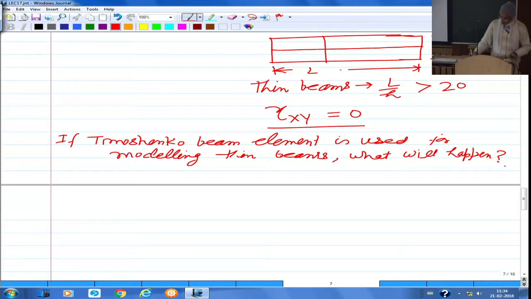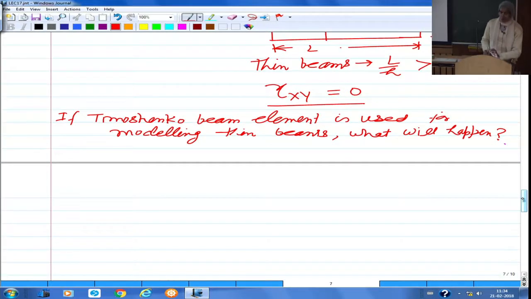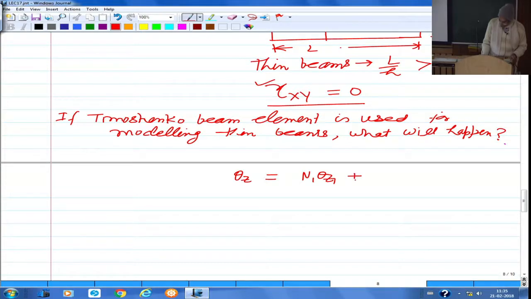So now to answer this question, let us look at what happens. Essentially the relation between Timošenko and thin beam is through this gamma xy, so let us re-examine this gamma xy term. As far as our interpolation is concerned, I already told you that theta z for the element we are considering is written as n1 into theta z1 plus n2 into theta z2. Similarly for v you have n1 v1 plus n2 v2, isn't it?